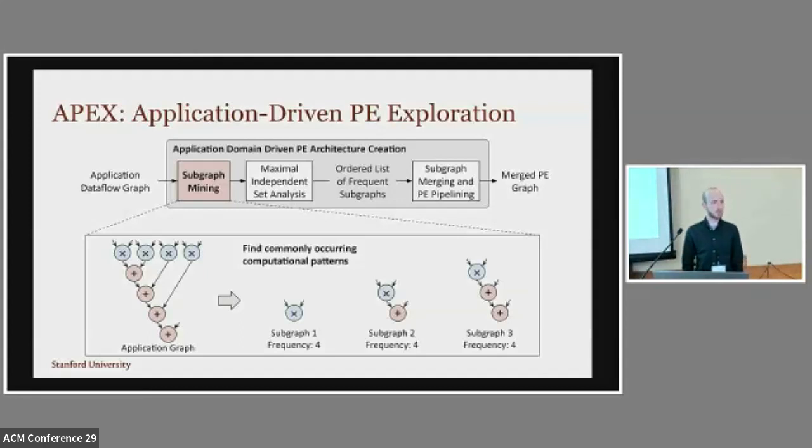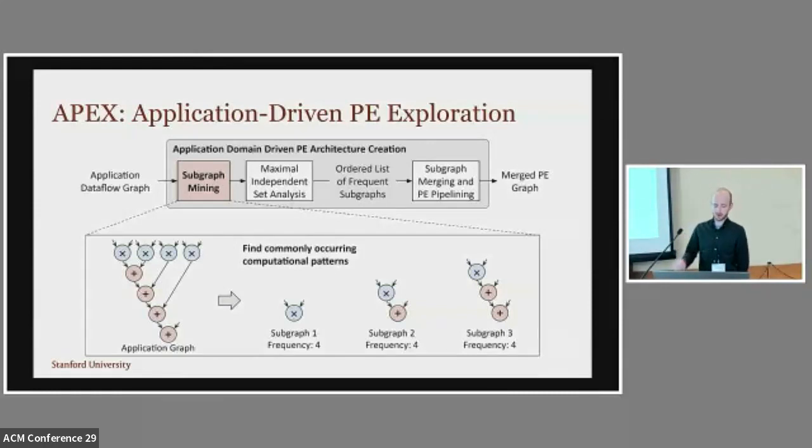Some of these frequent subgraphs represent good choices for including as operations within your PEs. For example, subgraph 2 is a MAC. You would want to include that if you're going to accelerate convolution. Some of these frequent subgraphs represent worse choices. Subgraph 3 has multiply followed by 2 adds. And if you were to include this as an operation in your PE, you wouldn't be able to use it very many times to accelerate your application graph.